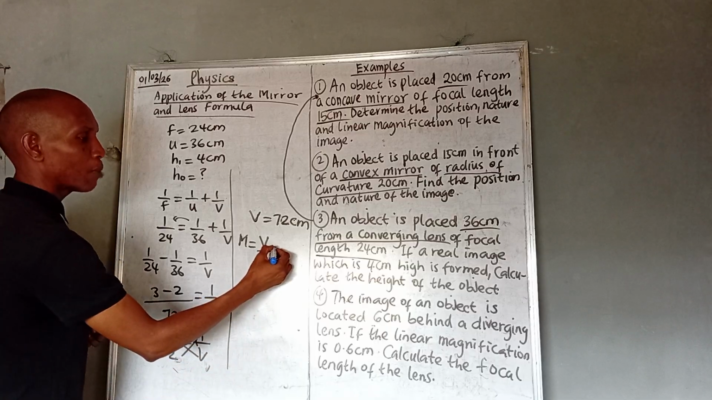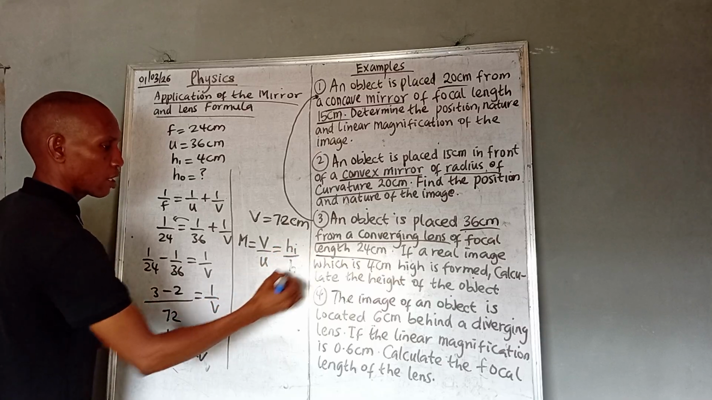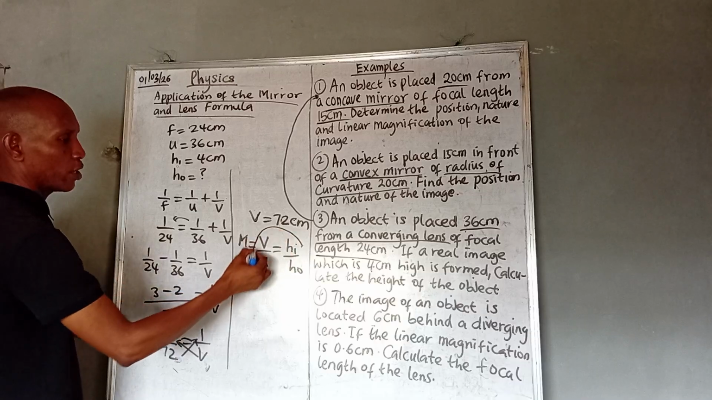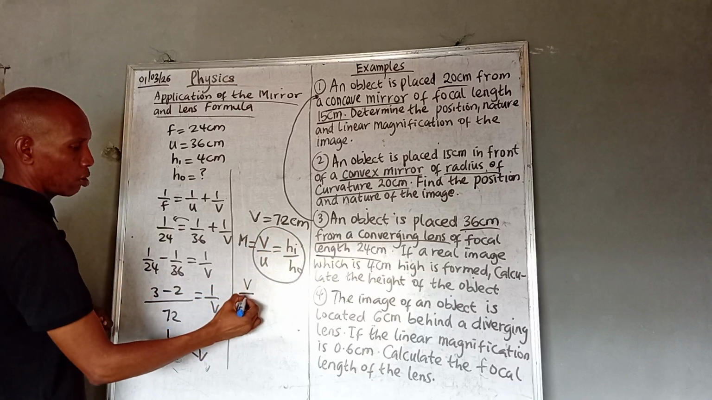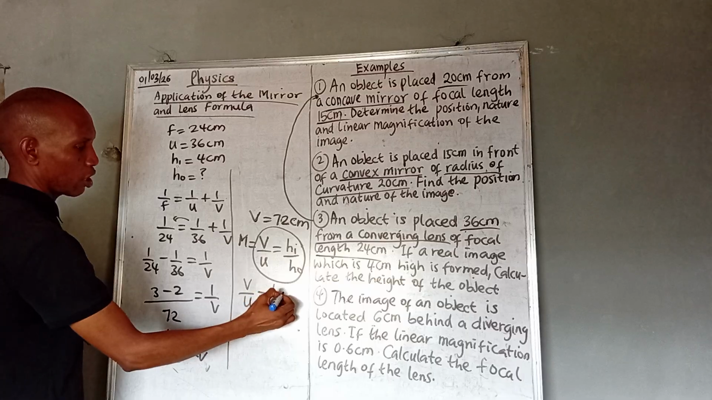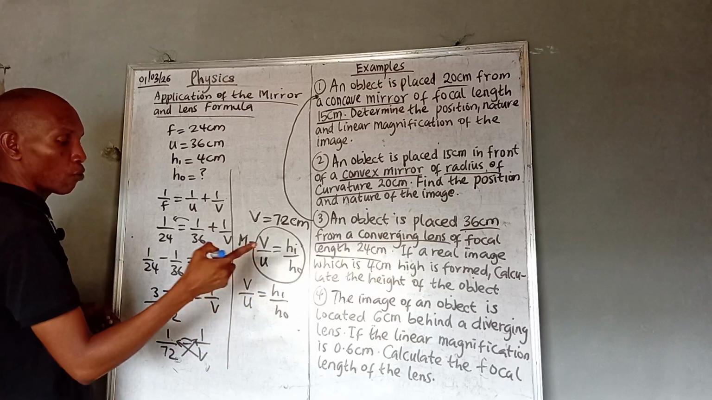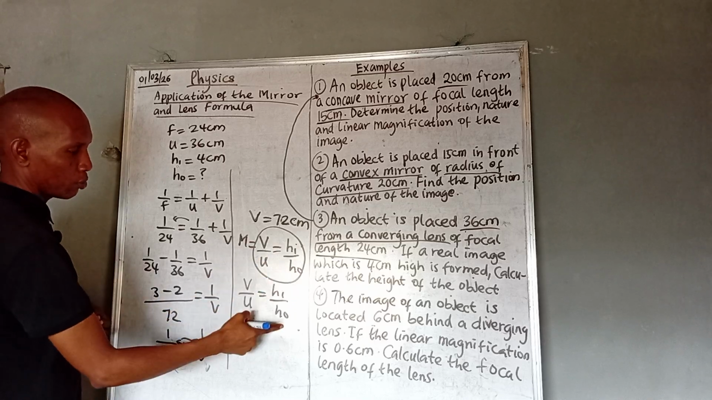And the magnification is also image height over object height. Check the formula. That means we can equate the two formulae. You can say v all over u is equal to hi all over h naught. What does that mean? Image distance over object distance is equal to image height over object height.